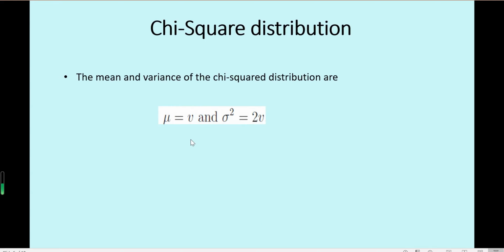And the mean of a chi-square distribution is its degrees of freedom. If we look at the previous pages, how many random variables are squared and summed, that is the number of degrees of freedom. For example, if we have n squares of n standard normal random variables, then the distribution has n degrees of freedom. And the variance of a chi-square distribution is 2 times v.